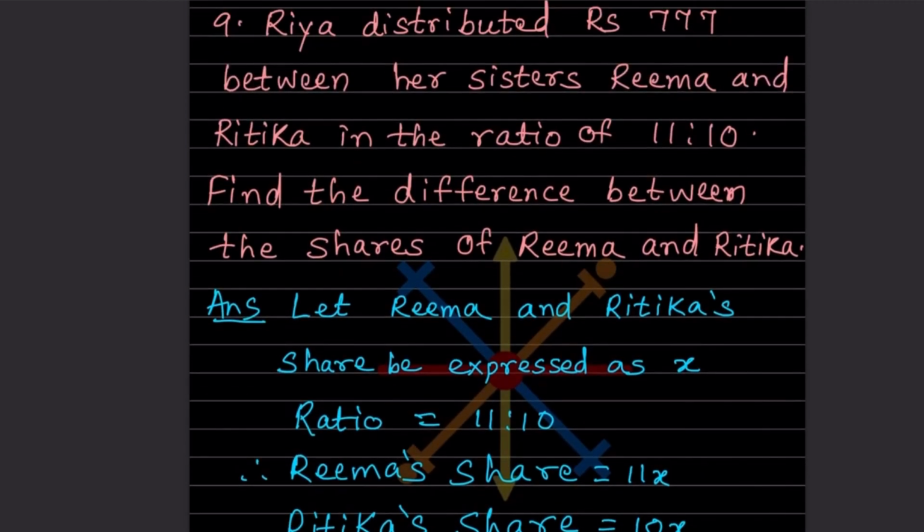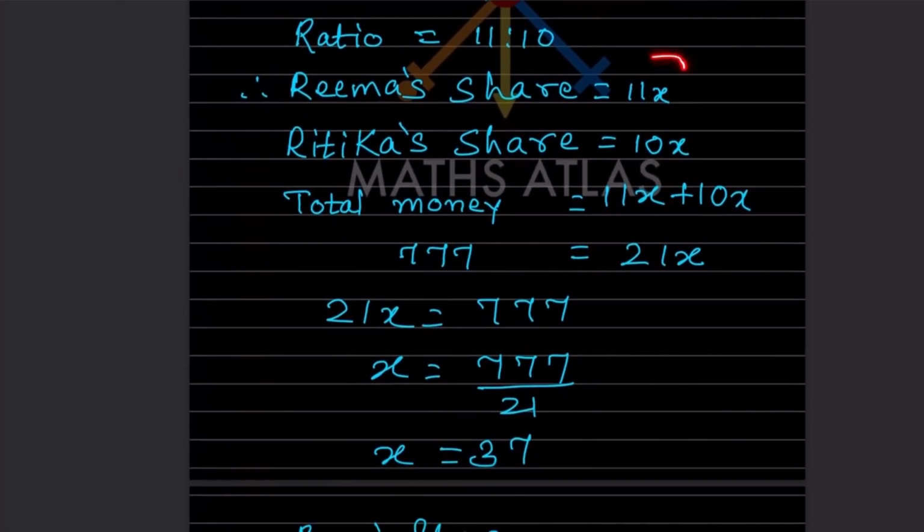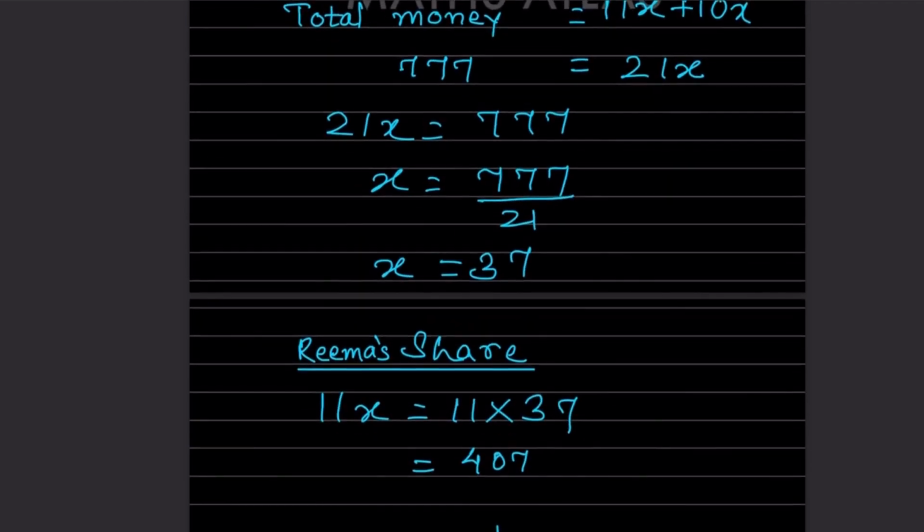So now they want here, find the difference between shares of Rima and Ritika. So what will we do here? We have considered Rima's share as 11x. Rima's share 11x means 11 is already here and this x is 37. So what will be your answer? 407. So this is Rima's share.